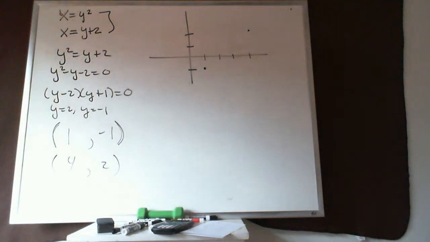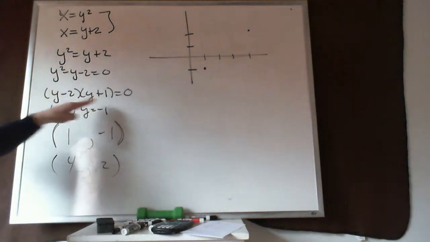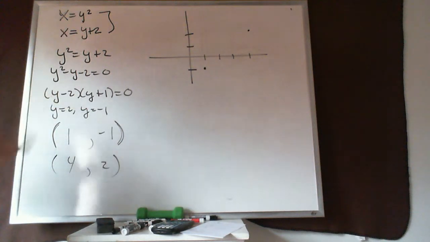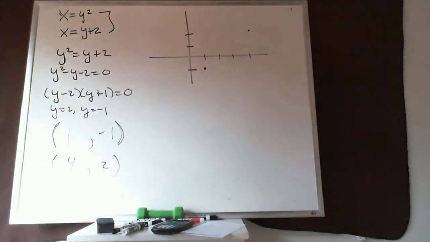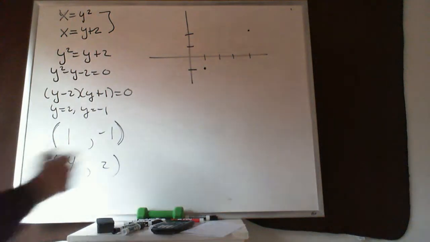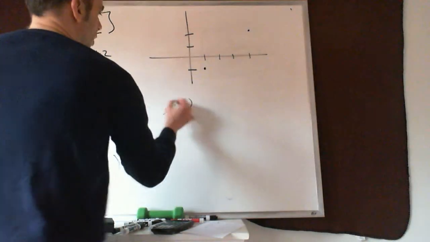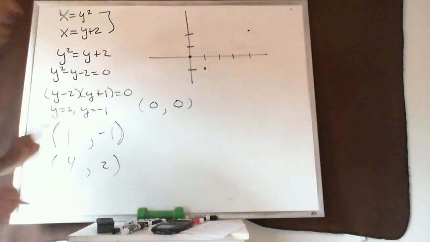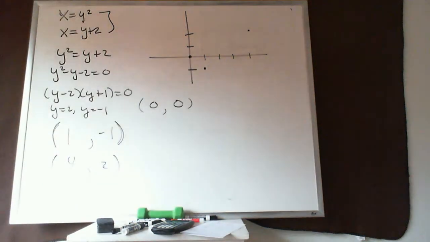But now I need to figure out a point in between. Well, before, when these were x's, I picked an x in between them. Now I'm going to pick a y in between them. Well, what's a nice y between negative 1 and 2? 0. 0 is a real nice one. So when y is 0, I get x is 0. There it is.